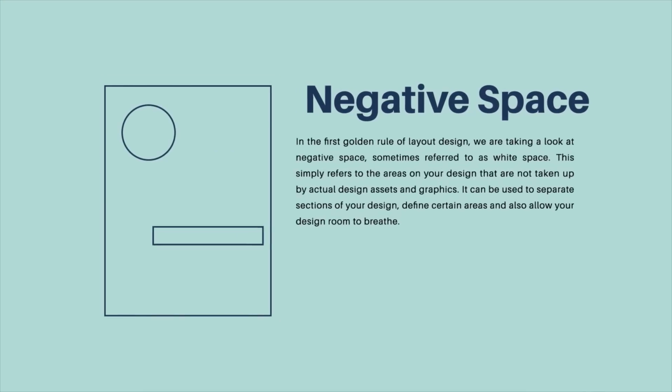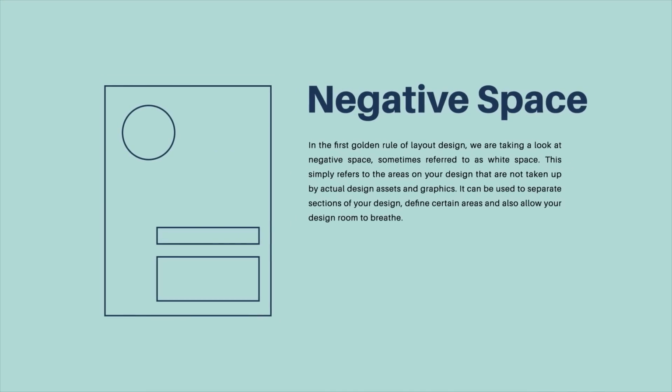So welcome back to Satori Graphics, and in the first golden rule for layout design, we're going to take a look at negative space, which is sometimes referred to as white space. Now this is simply the areas on your design that are not taken up by actual design assets or graphics. It can be used to separate sections of your design, define certain areas, and also allow your design to have room to breathe.